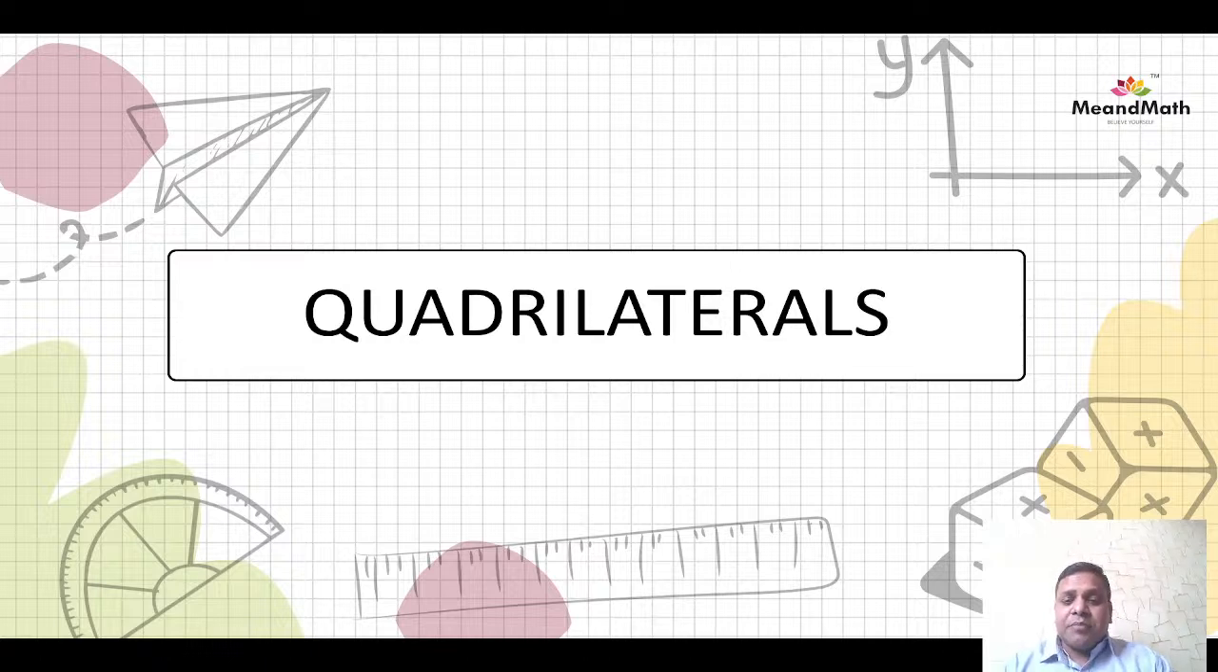The quadrilaterals chapter includes many things: different types of quadrilaterals, then parallelogram, then types of parallelogram like rhombus, rectangle, square. As you know, rhombus, rectangle, and square are special types of parallelograms. Square is a special type of rectangle. Square is a special type of rhombus. Square is a special type of parallelogram.